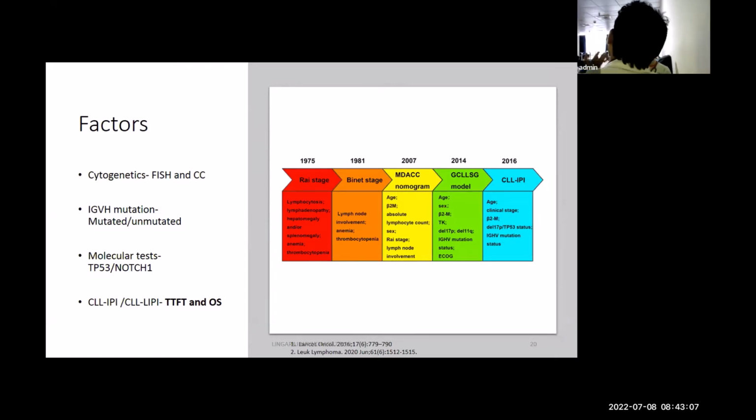So what is the purpose of this CLL-IPI? It will tell you when the patient will require the first treatment. That means the patient is asymptomatic, you did a CLL-IPI, and the CLL-IPI is very high. That means this patient will require treatment in the next 5 minutes. If the CLL-IPI is very low, this patient will require treatment maybe after 2 years or 3 years, we don't know.